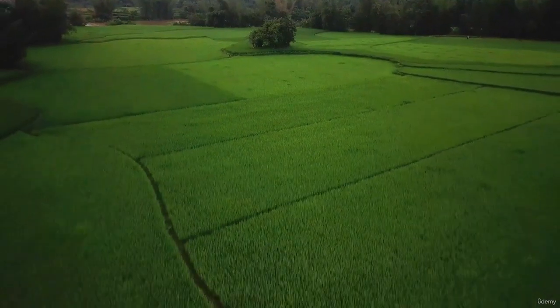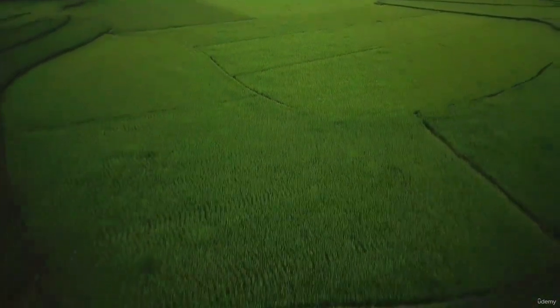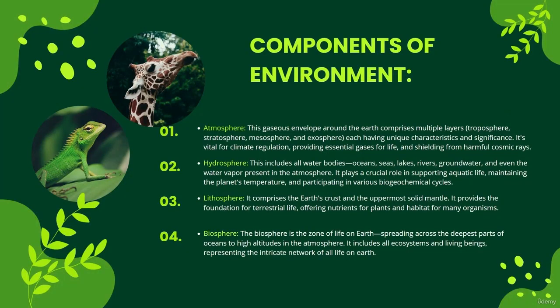Now, the second component is hydrosphere. Now, the word hydro itself includes water. Hydro means water. So anything which includes water, that is water bodies such as oceans, seas, lakes, rivers, groundwater, and even the water vapor which is present in the atmosphere is part of hydrosphere. So atmosphere is all about the air, different layers, and hydrosphere is all about water. Hydrosphere plays a very crucial role in supporting aquatic life, maintaining the planet's temperature, and participating in various biogeochemical cycles.